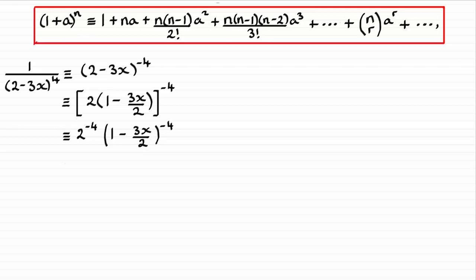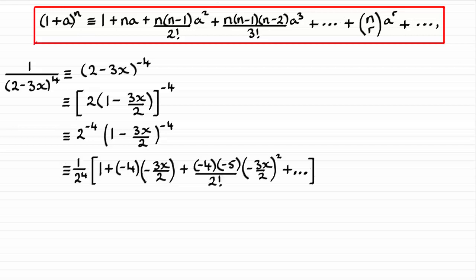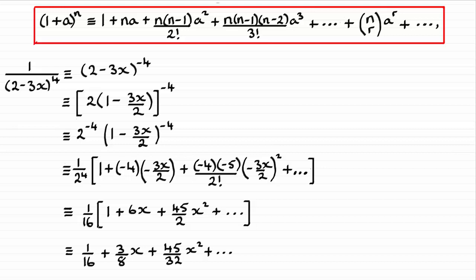And if you do that, you end up with this result. 1 over 2 to the power 4 is 1/16. And if you tidy up the terms inside the bracket, you end up with this result. And then expanding out by 1/16 and simplifying, you end up with this final result here.